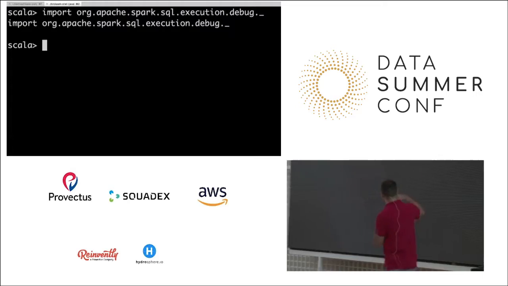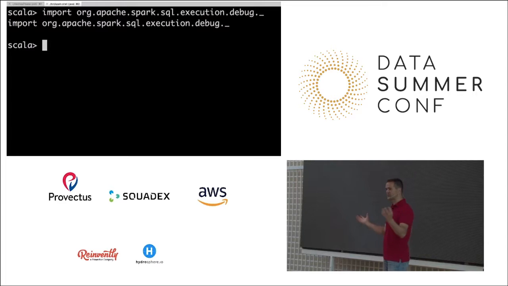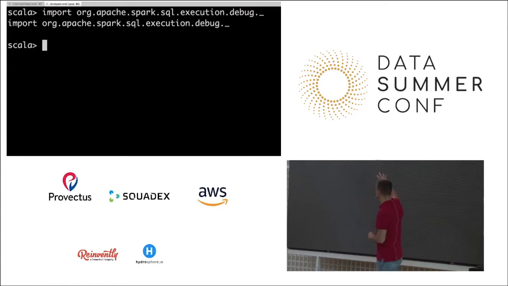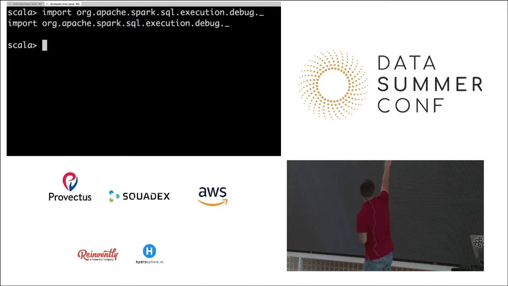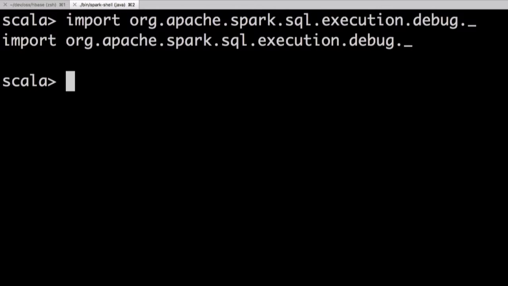There are two ways to see the code. I'm showing you something that's not described in the official documentation because, well, it's not for the faint-hearted. It's not for people with hearts that can explode to see all this beauty under the covers. So this is org.apache.spark.sql.execution.debug. After this, you will get this extra method on the query, and this is debugCodegen.